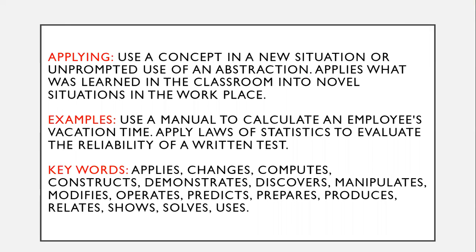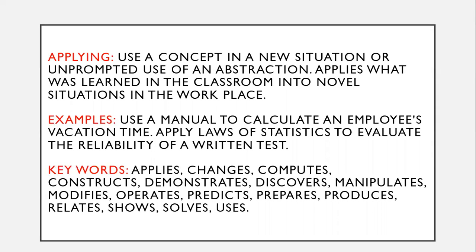The third level is applying. In applying, you use a concept in a new situation, or make unprompted use of an abstraction, applying what was learned in a classroom to novel situations in the workplace. So basically, you're just going to use the knowledge that you understand from the text that you're reading. So there's a succession in the levels of thinking. From knowledge or remembering to understanding, you'll be able to understand the meanings of the text that you're reading or the things that you remembered. Then after that, you use that knowledge appropriately.